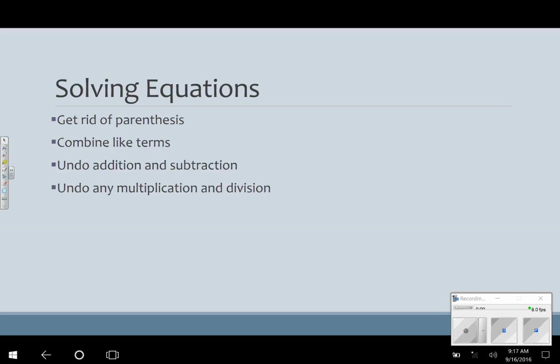So just as a recap from last year, when you're solving equations, we want to get rid of parentheses first. If we can, we want to combine like terms, if there's any to do, and then undo addition and subtraction and undo any multiplication and division. Well, these rules are kind of loosey-goosey. They help when you're dealing with fractions, if you remember these rules.